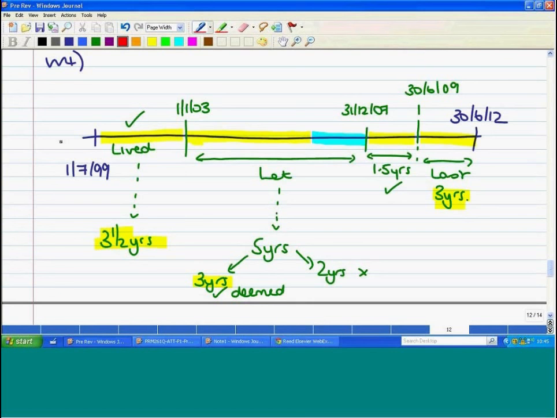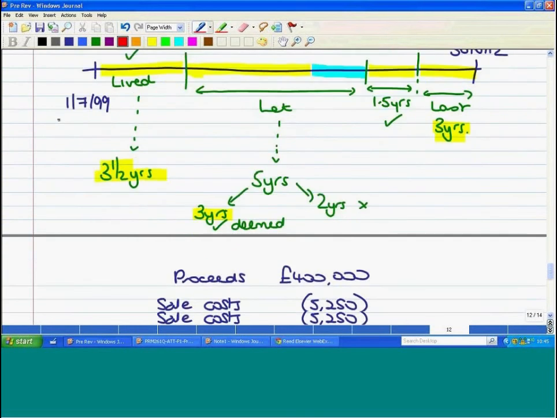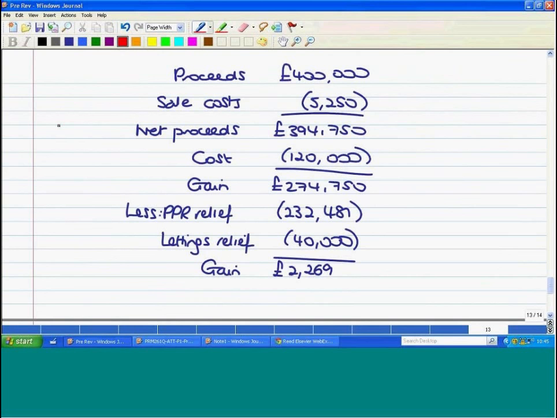Now, as we discussed when we looked at this question originally, if you don't get PPR for the full period, but you did have some periods where it was let, you're looking at lettings relief as well. So let's have a look at these calcs. I've got my nice gain calculation: proceeds, my sales costs, which brings me down to my net proceeds. I can then deduct my acquisition costs, get to my gain, and as always, if there is any applicable capital gains tax relief, it's always based on my gain figure.